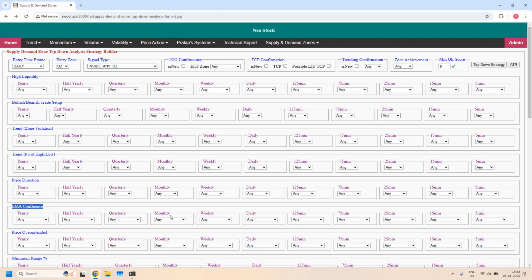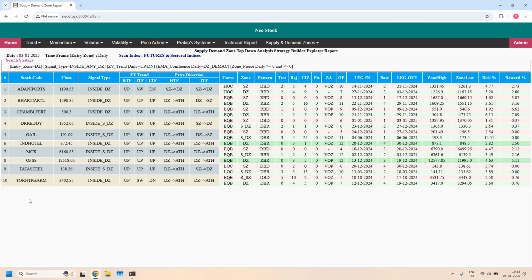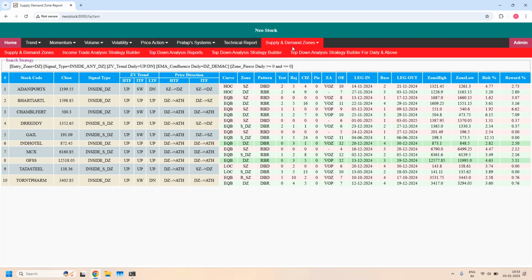Now let's identify how many of these zones are having a EMA confluence. In the EMA confluence at a daily time frame, daily demand zone having daily EMA confluence, and the trend on the daily time frame should not be sideways, so it can be up or down. Let's filter. See, now the list has come down to 10 stocks. These 10 are high probability setup daily demand zones based on the EMA confluence.